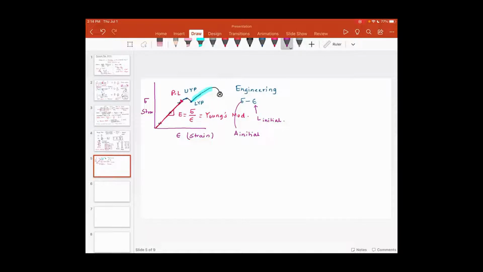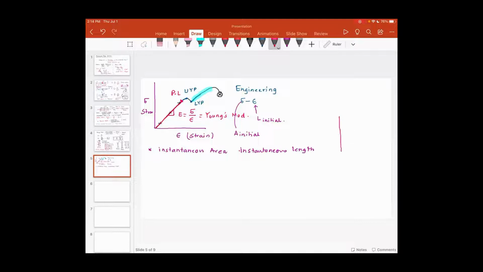But if you go to industry and want to do this experiment slightly differently, what that means is, instead of using the initial area and initial length, if you were to use the instantaneous area and instantaneous length, you will not get the stress strain curve that is shown over here.